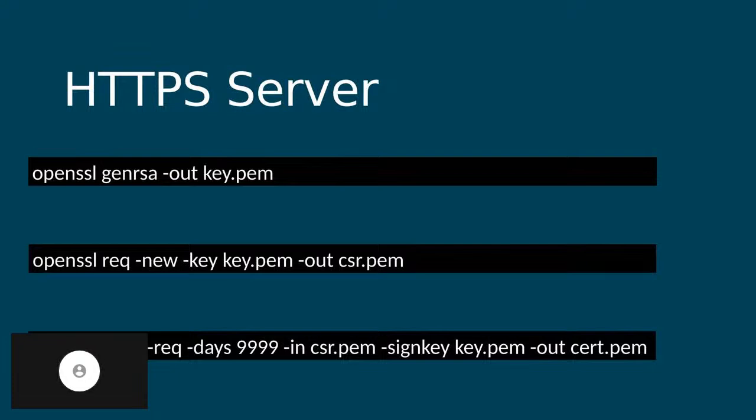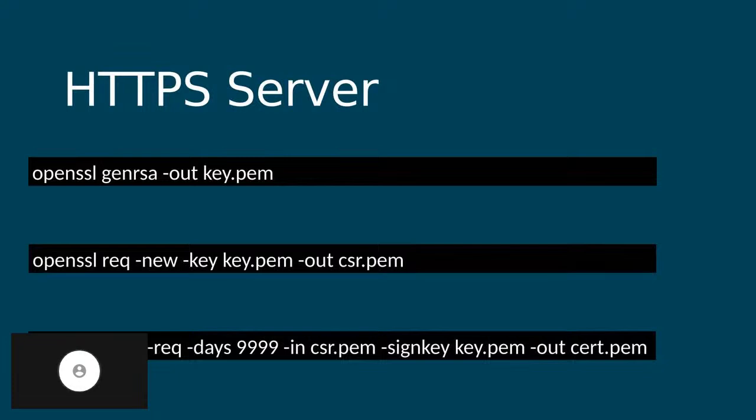Basically, I'm using OpenSSL to generate the private key. You can just go to the OpenSSL docs and check out the flags and the options. This first command is going to generate a private key. The out flag is the name of the file, so it's going to create a file called key.pem. The second command is going to create a request to create the certificate.